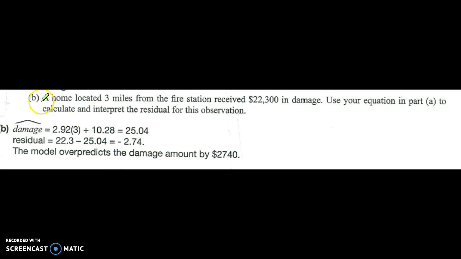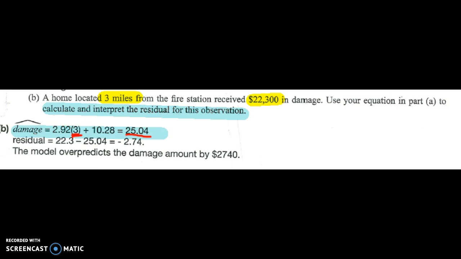In question B, the house is 3 miles from the fire station. It received $22,300 in damage. So that's the actual damage received. I want to calculate and interpret my residual. So I'm going to use my prediction equation and plug in 3. So I got 25.04.